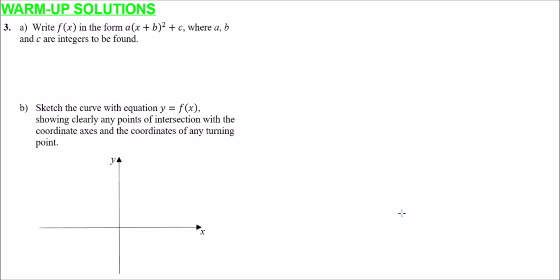Question 3, I need to remind you what f of x is. So for this one, and for question 4, f of x equals 3x squared plus 18x plus 32. Now for part A, we need to write this in the form a brackets x plus b all squared plus c, where a, b and c are integers to be found.